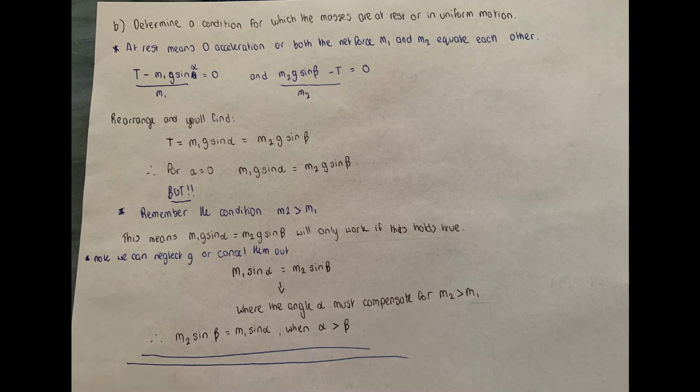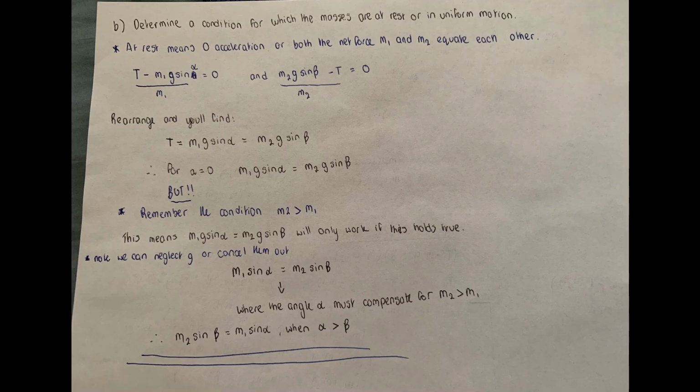At rest means zero acceleration, or that the net forces of m1 and m2 equate to each other. If you don't believe me, you can have a look at this calculation down the bottom. If we rearrange our initial tension equations and substitute a to 0, for number 1, T minus m1 g sine alpha is equal to m1 a. We divide both sides by m1 and substitute a to be 0. Therefore, T minus m1 g sine alpha over m1 is equal to 0. We do the same thing for m2: m2 g sine beta minus T over m2 is equal to 0.